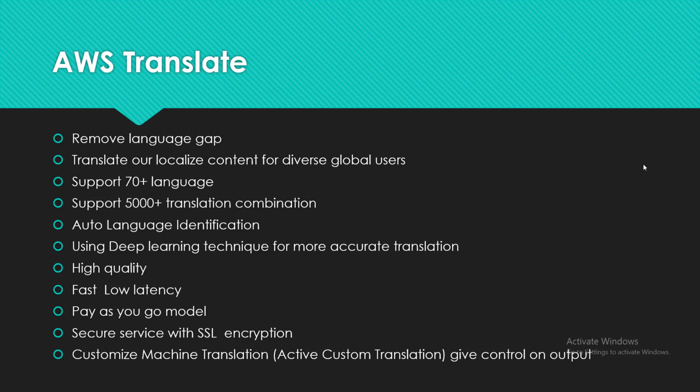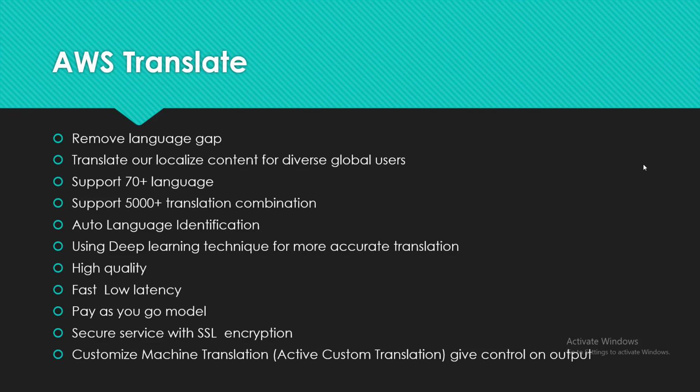Apart from this, there is a unique feature which I personally like, which is active custom translations. It means you customize your output, so you have full control over your output. Because it's a machine learning model, whatever you teach this service, going forward it will use as is. So this is AWS Translate.